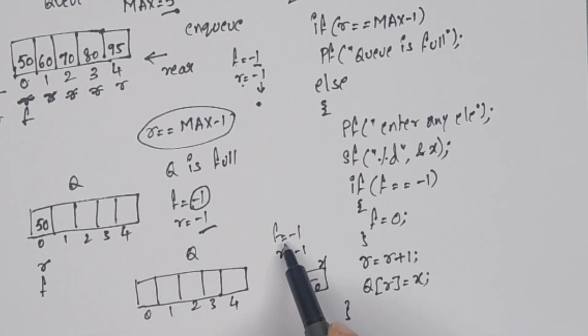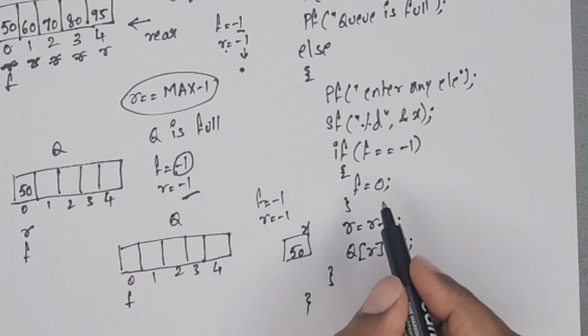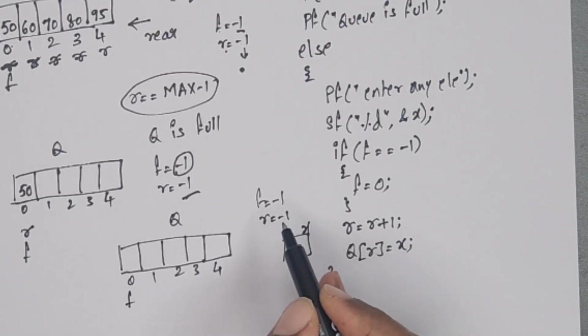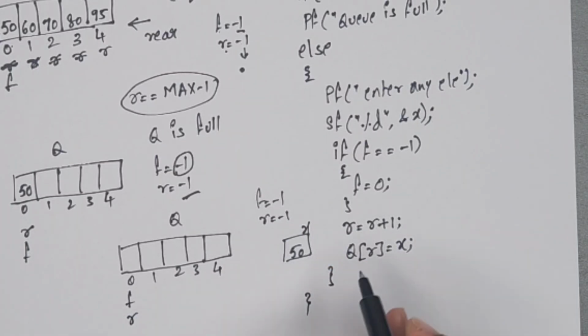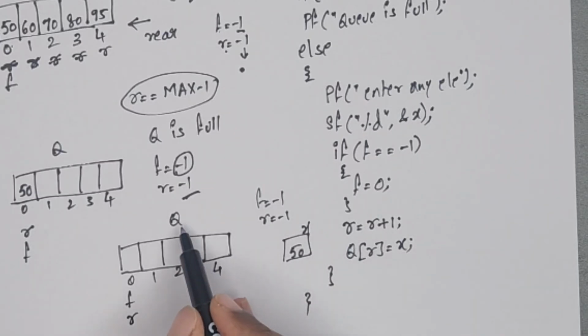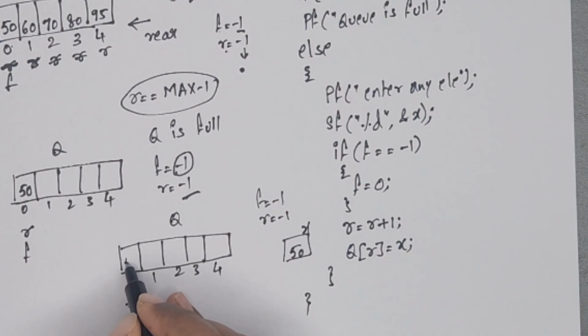Now front is minus 1. Yes, front is minus 1, so front is assigned to 0. Fine. Now rear is also incremented by 1. Rear is minus 1, minus 1 plus 1 is 0. In this rear location, assign x to q of rear. Q is the array name, rear means 0, so q of 0 will be assigned 50.